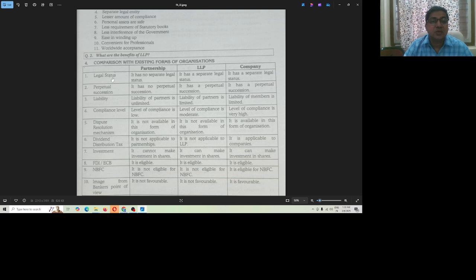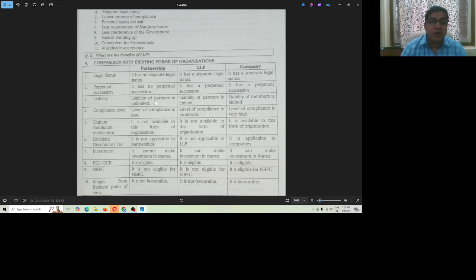Now, whenever we talk about the comparison of the partnership, LLP and company, the legal status: the Partnership Act has no legal status, but LLP has legal status and the company also has legal status. Perpetual succession, I already informed in the first video, LLP has perpetual succession. Perpetual succession means continuous and long life. Company and LLP both have perpetual succession, but under the Indian Partnership Act 1932, they don't have perpetual succession.